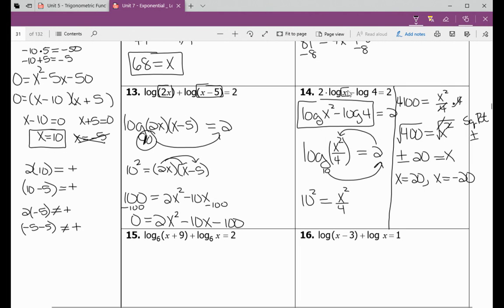This is my issue. This number right there has to stay positive. But when you plug positive 20 in, life is good. But when you plug negative 20 in, it doesn't turn back into a positive. So we only have one answer for that particular question.